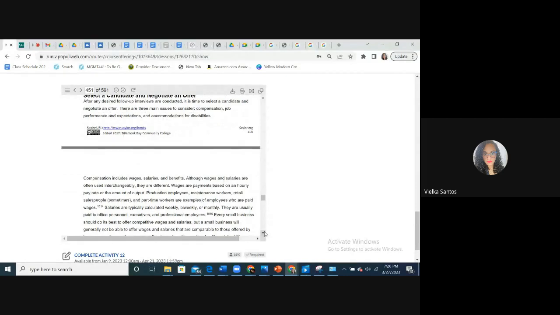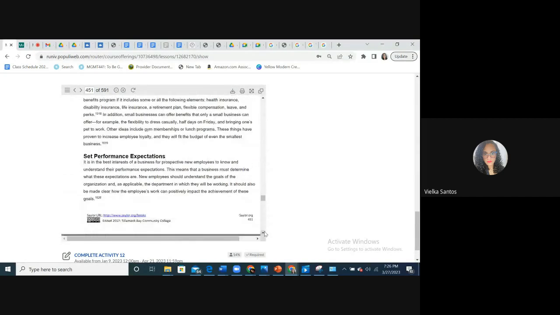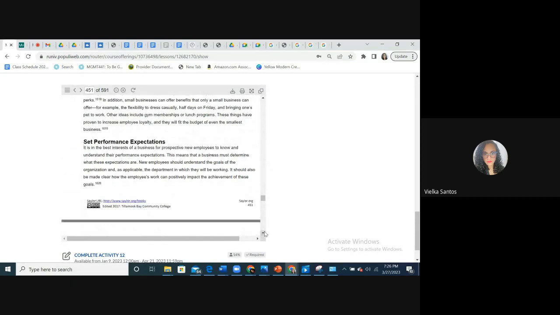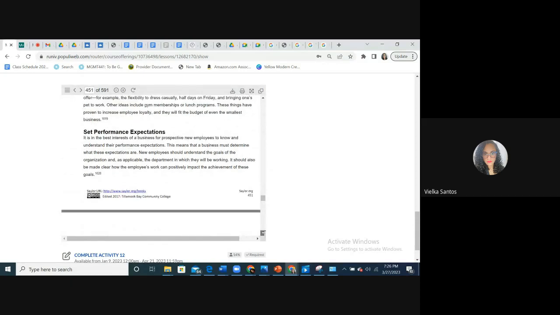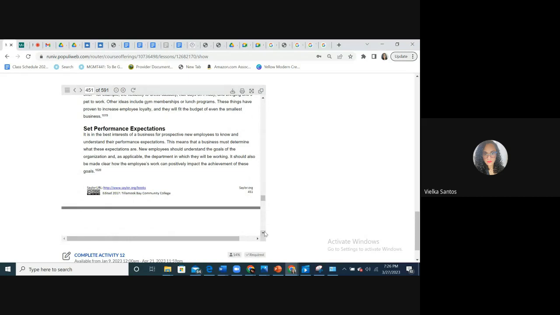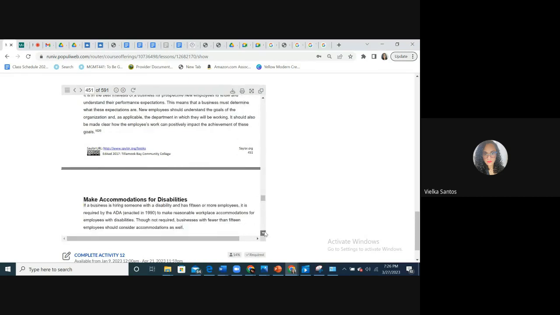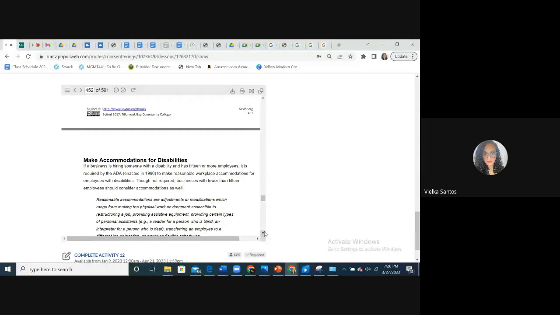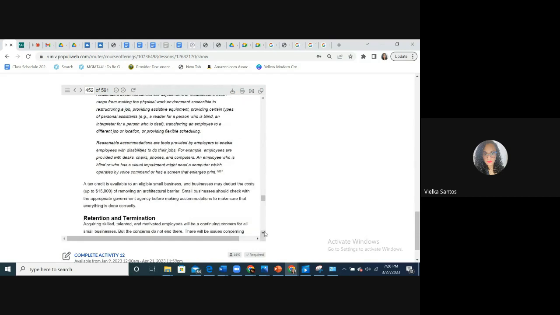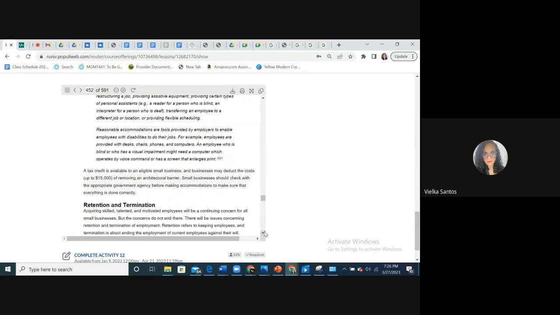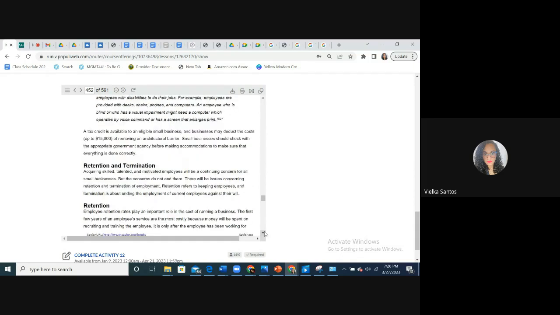Okay, now we are selecting the candidate and negotiating the offer. Setting performance, what is that? Explain, talk with your employee, what you expect from them. Because if we don't explain to them, they won't know what to do, okay? So something important, make accommodation for disability. We have some protection in this matter. Actually, a lot of protection. I showed you some things, including religion, which has accommodation too.